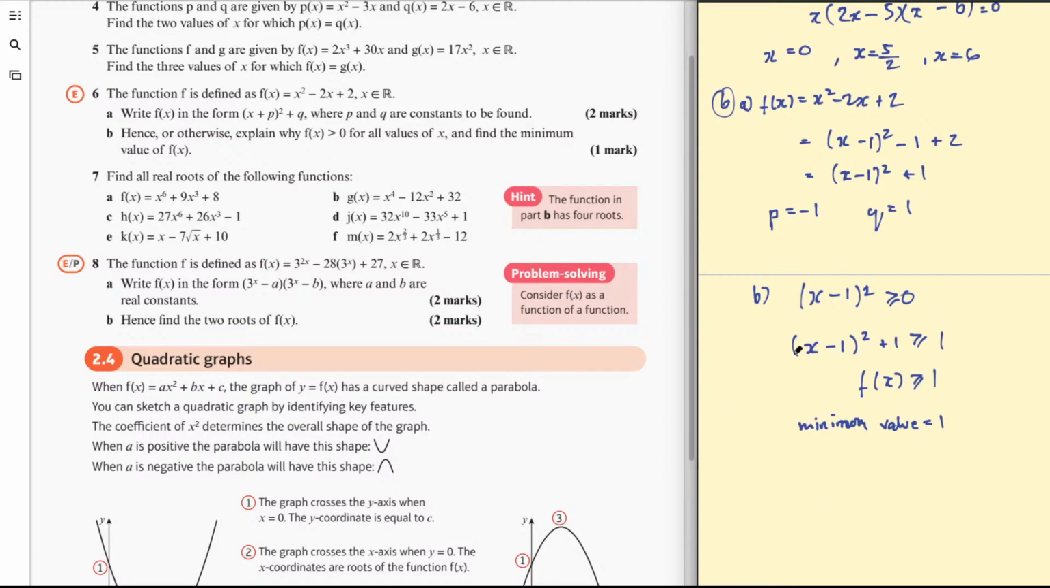Okay, so there were no problems there. I'm not sure why I was getting confused. All right, on to question 7. Find all real roots of the following functions.